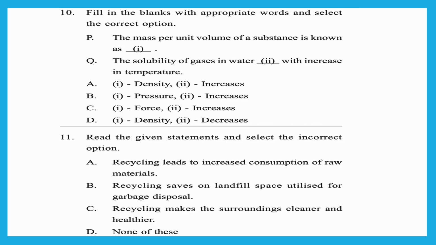Question 10. Fill in the blanks with appropriate words and select the correct option. Statement P. The mass per unit volume of a substance is known as dash. The right answer here should be density. Density is the mass per unit volume of a substance.